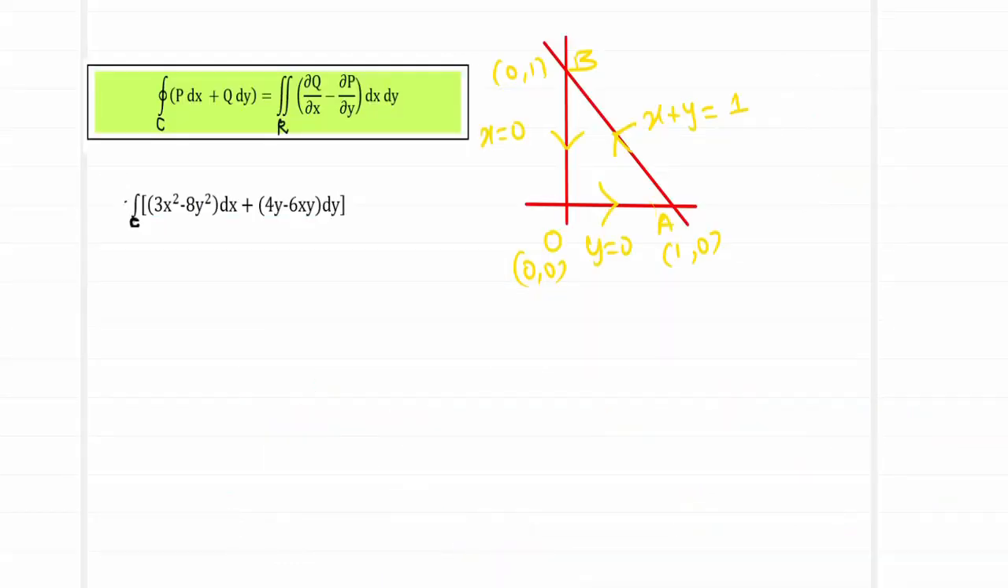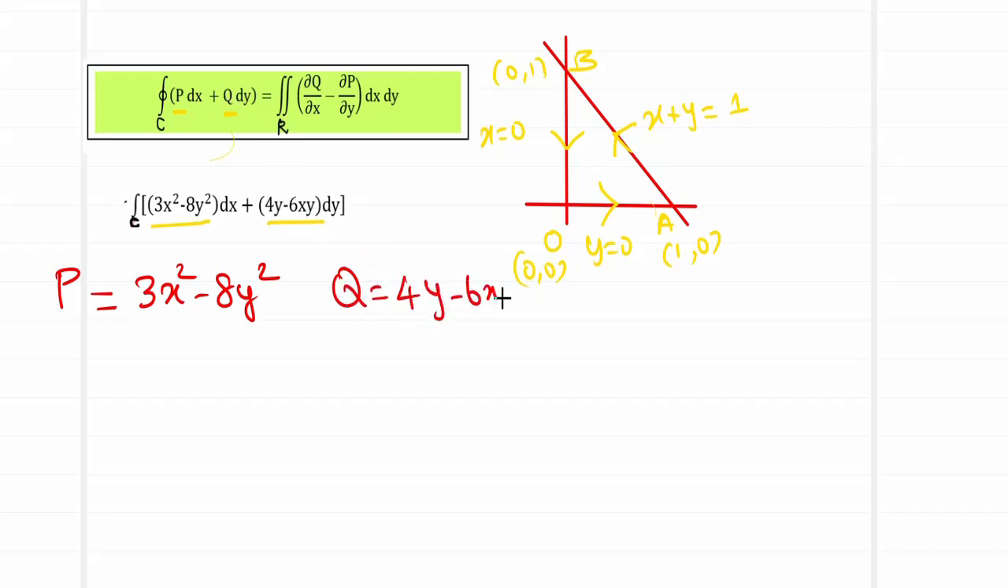Now identifying the question with the given Green's theorem statement, what do we notice? In place of p, we have 3x square minus 8y square. And what do we have in place of q? We have 4y minus 6xy. So we write the value for p as 3x square minus 8y square, and the value for q as 4y minus 6xy.